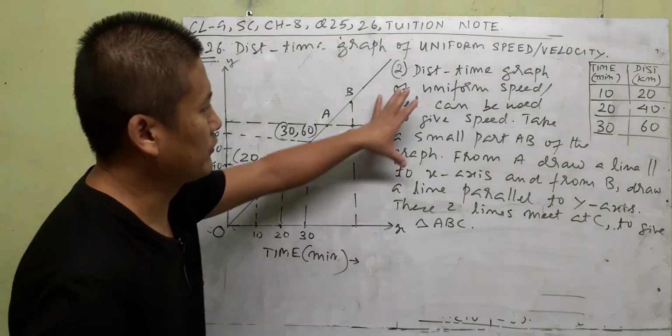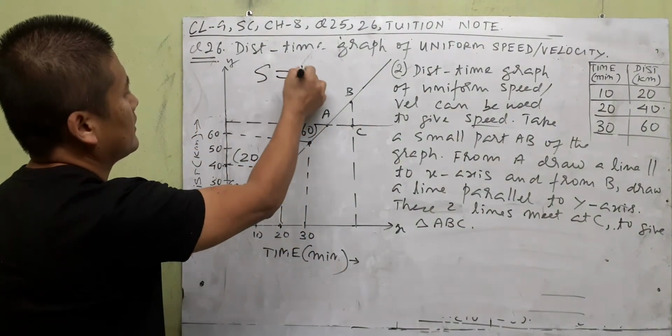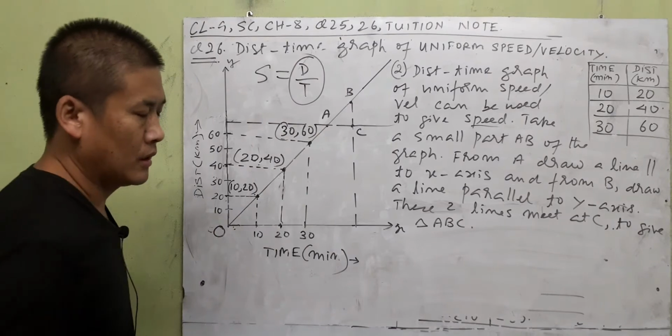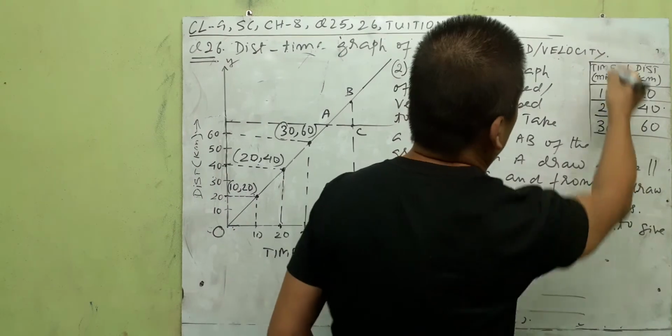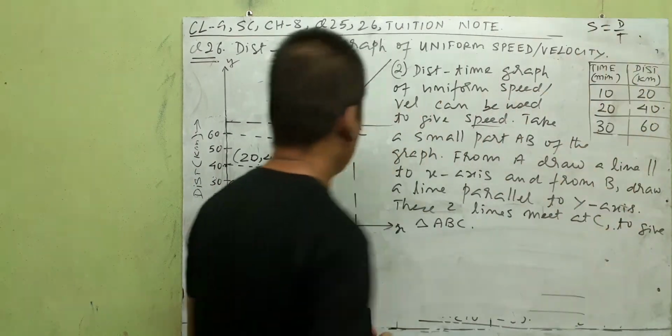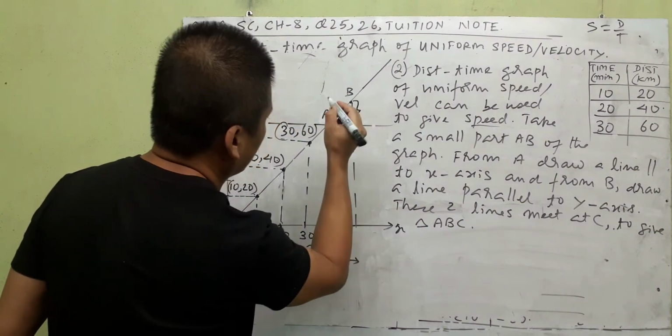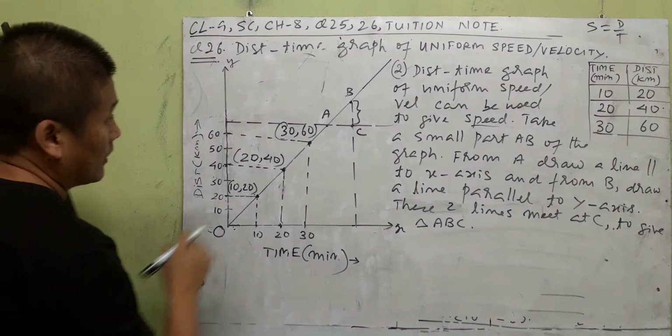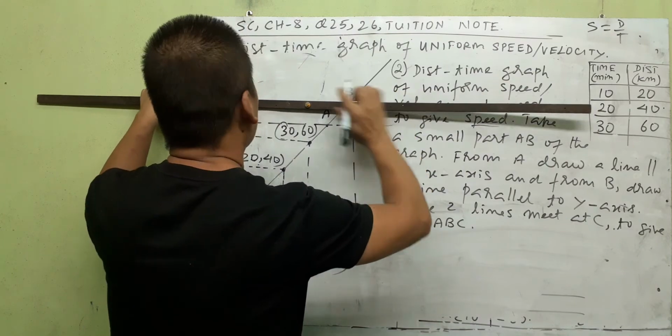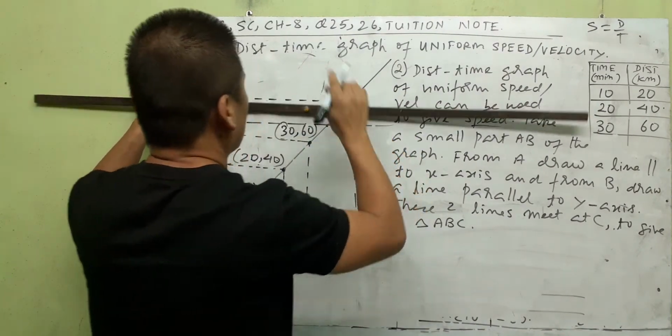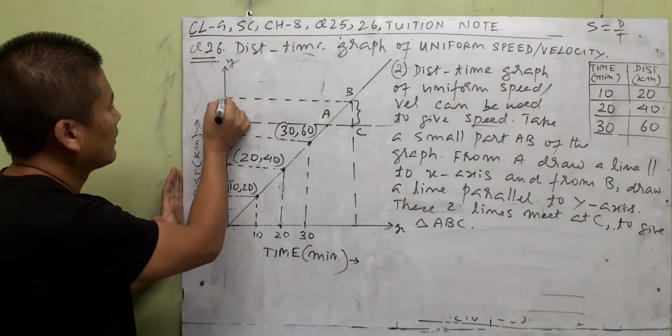Okay. Now here, after we do this, we can find speed. Now, what is the formula for speed? Speed is distance divided by time, we know that. So we need these two. Let us see this portion BC. From B, draw a line again parallel to the x-axis here. Then this BC is actually this, which is on the distance axis, right?